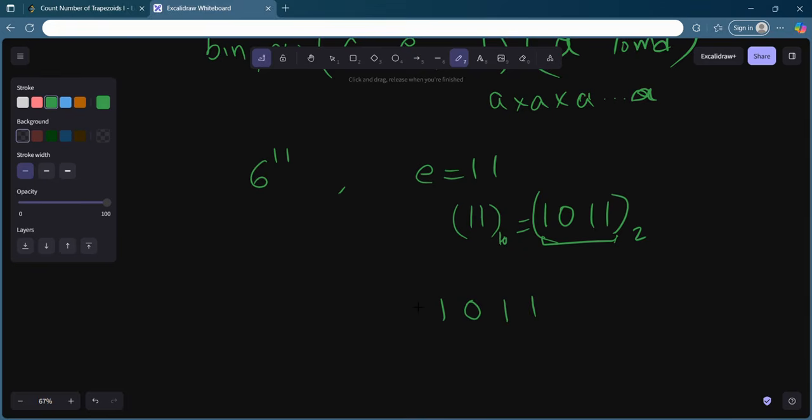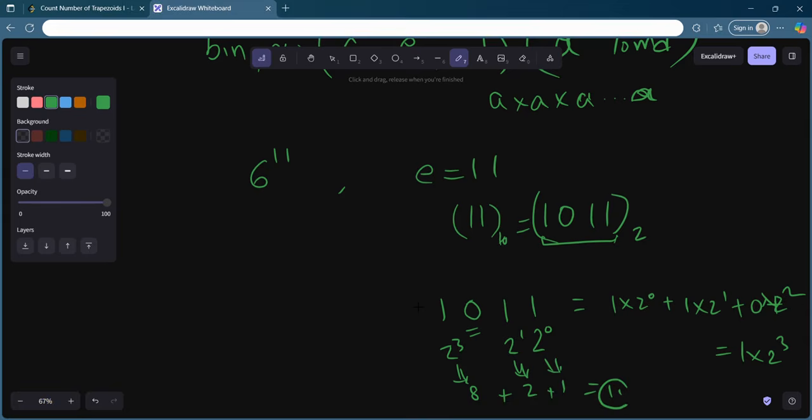And yeah, so you have this in front of you. Now what does this binary mean to you? See, how can you write it in this way: 1 into 2 to the power 0, plus 1 into 2 to the power 1, and plus 0 into 2 to the power 2, and 1 into 2 to the power 3. Now 2 to the power 3, you know it's 8. This is nothing but 2. This is nothing but 1. 8 plus 2 plus 1 gives you what? 11. That is how you see.